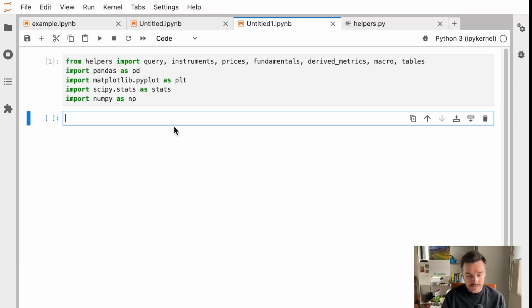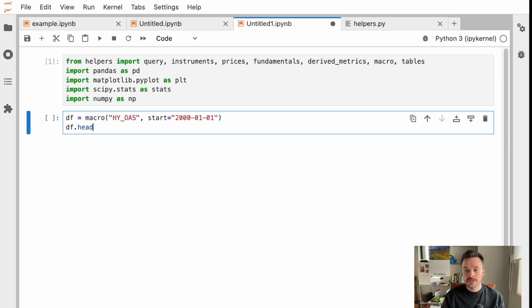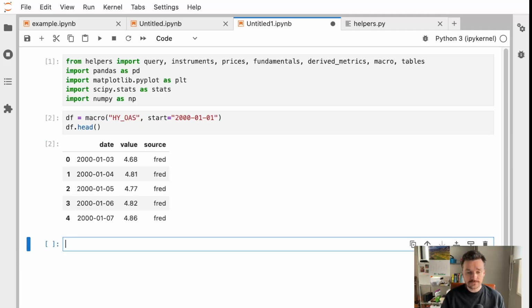So for calculating a z-score, let's get a data frame here from the macro. I have it as HYOAS, and we're just going to start from 2000, and we'll load in the data, and do a head call just to make sure the data comes through. It's coming through. All of these helper functions are basically just doing SQL calls to my time series database and pulling these values out.